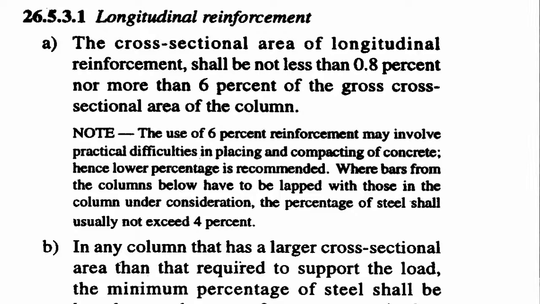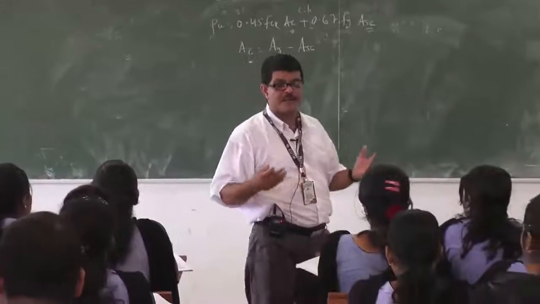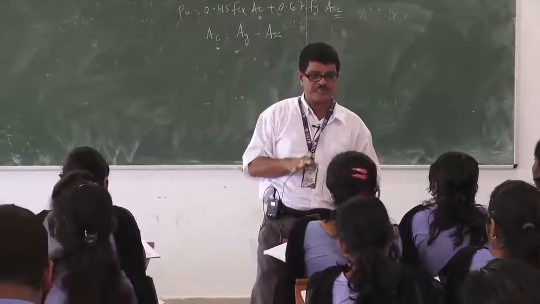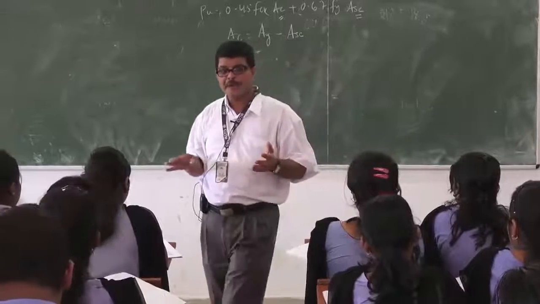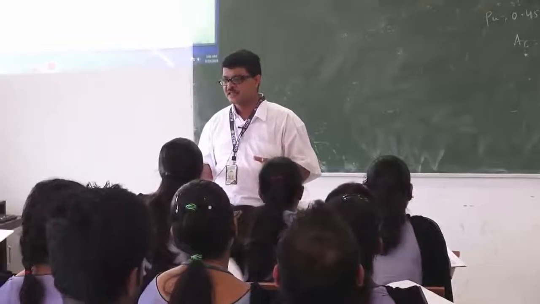The minimum value shall not be less than 0.8 and you can go up to 6%. There is a note written. What is the note? The use of 6% reinforcement involves practical difficulties in placing and compacting concrete, hence lower percentage is recommended. So you will always assume the low percentage of steel. You may take 0.9, 1%, 1.5%, but you should not go for 4, 5, 6%. If you go for the higher percentage of steel, then you will face practical difficulties in placing and compacting concrete in the site. The problem will come in site.